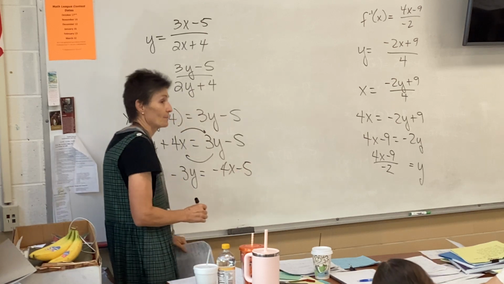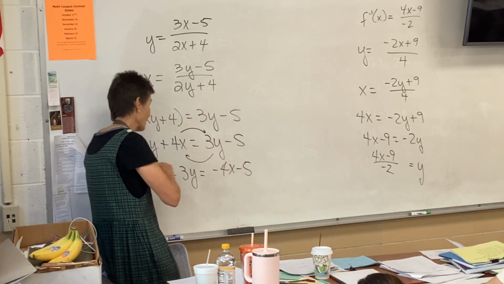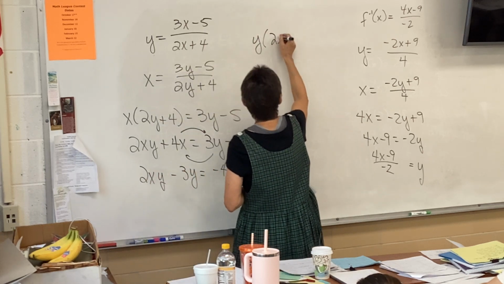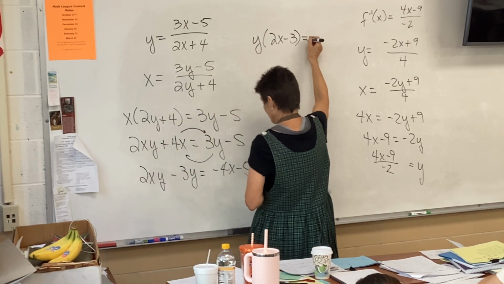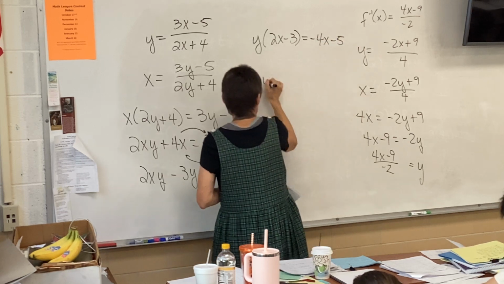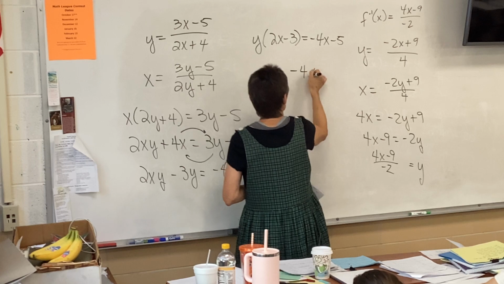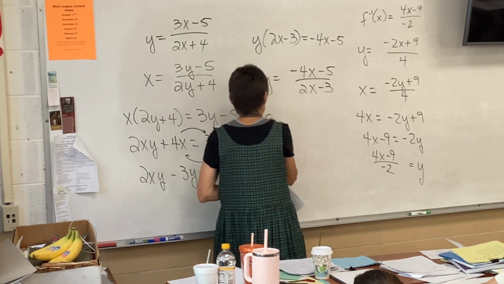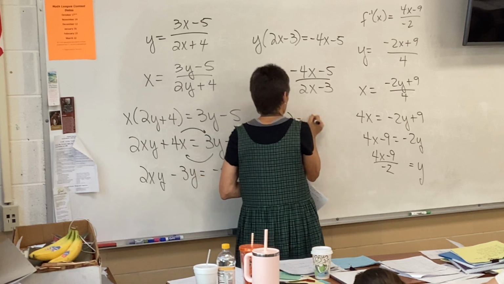Perfect. And then you take out the y, you just rewrite it again, taking out the y, and then you divide it by 2x minus 3. Exactly. Then you put it in the notation. Exactly. Good job, Josh.